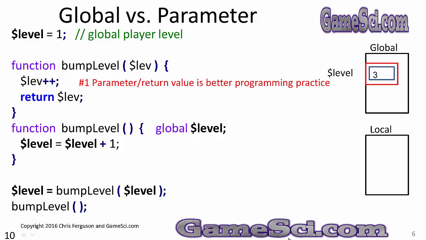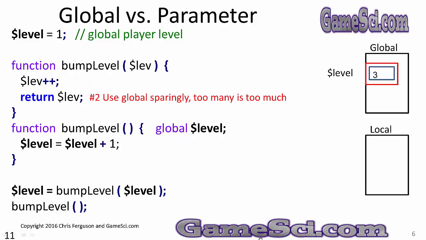When you're ready to call a function, you have two different ways to send it input. You have two different ways to get output. Again, your first option is use parameters and return values. I must stress that parameters and return values are considered better programming practice. If I was given a choice of writing these two different versions of bump level, I'd pick option 1. It is considered much more solid programming practice. Use parameters and return values whenever you can.